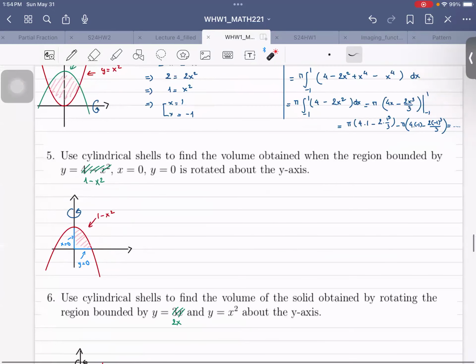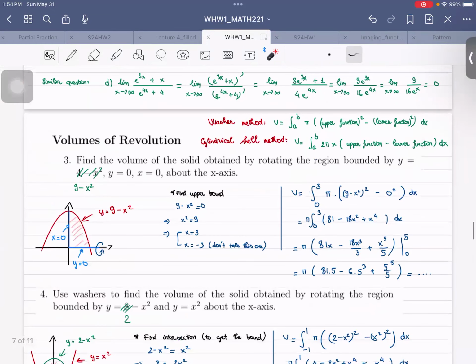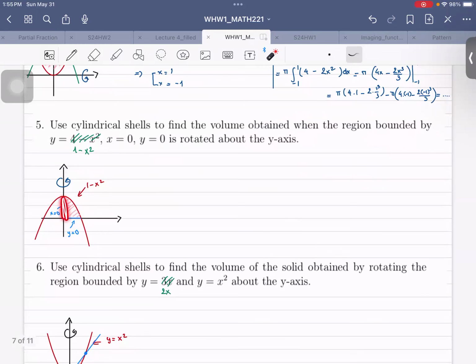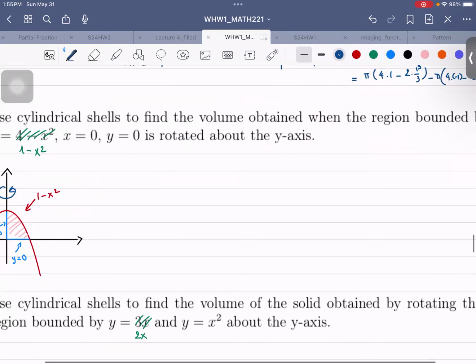And like I said, you have to figure out what you need to formulate your volume. You need to find the lower bound, the upper bound, the upper function, and the lower function. In this question, you already know the lower bound. The lower bound is the line x equal to 0. So you need to find the upper bound. And again, the upper bound comes from the intersections between the curve and the line y equal to 0. So firstly, you find the intersections to get the upper bound.